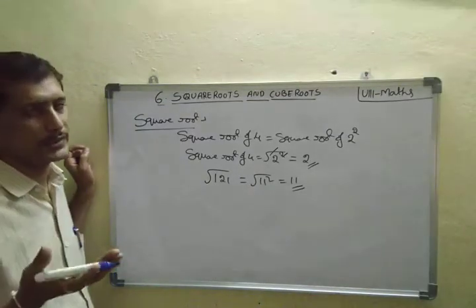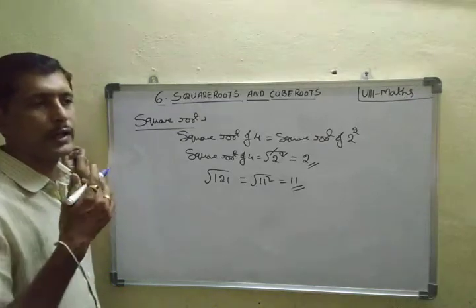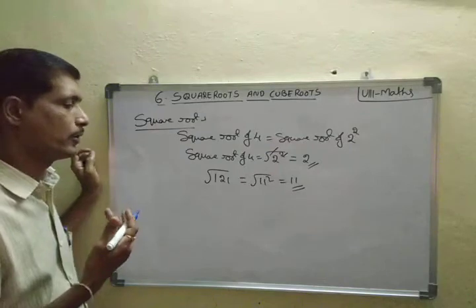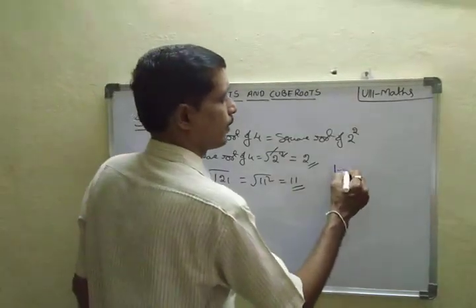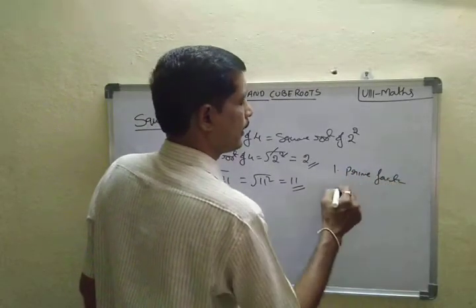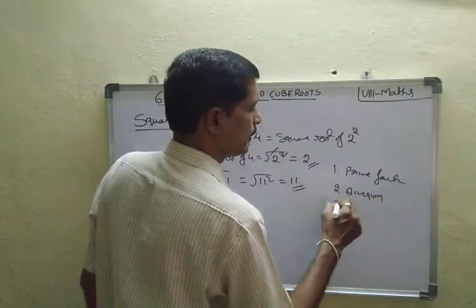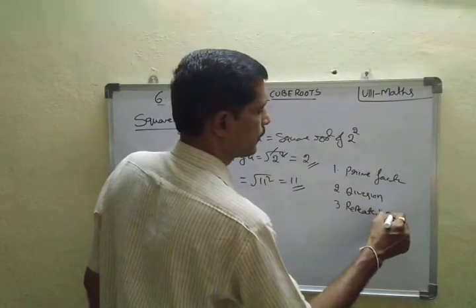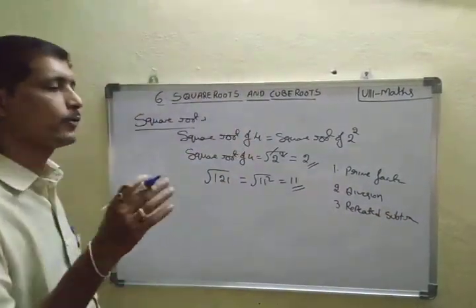Therefore, to find the square root there are different methods. Prime factorization method. Next, square root by using the repeated subtraction method. Next one is the division method. Repeated subtraction, that is subtraction with only odd numbers.